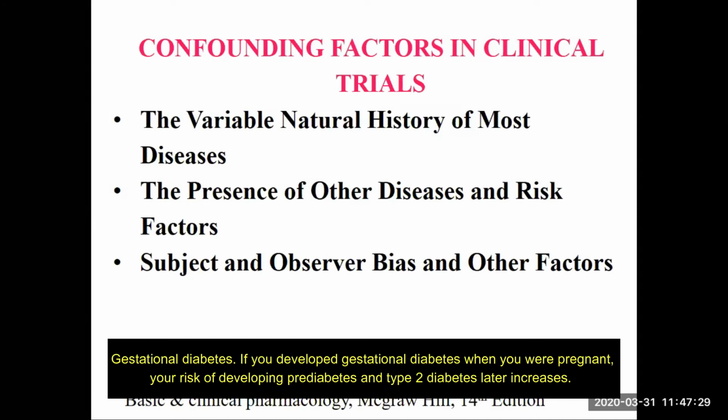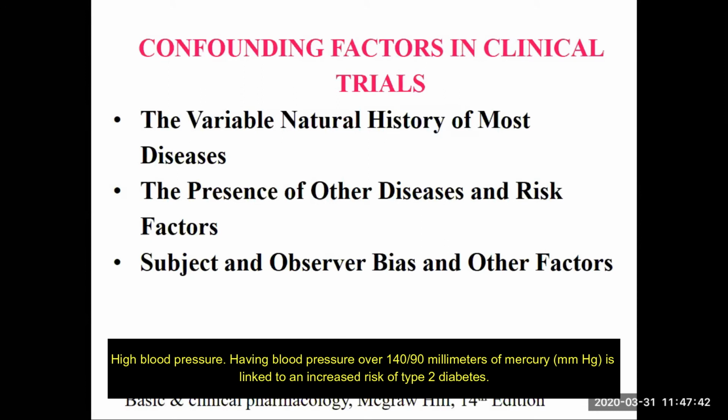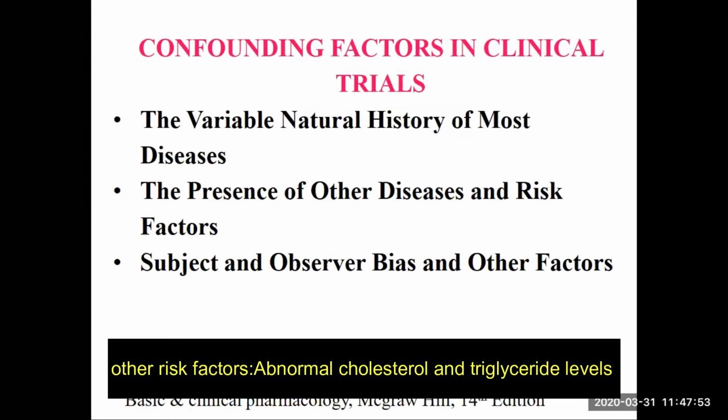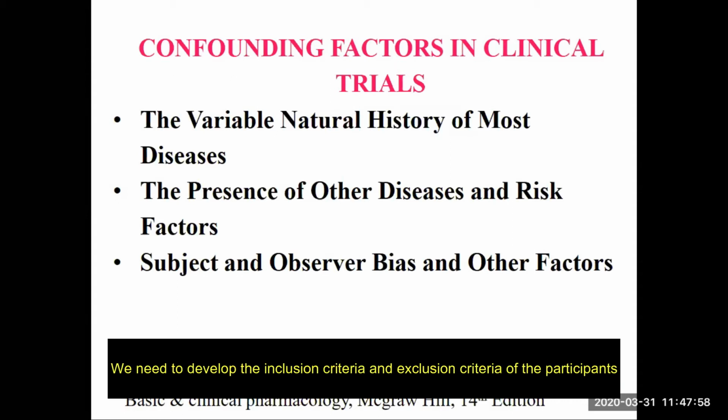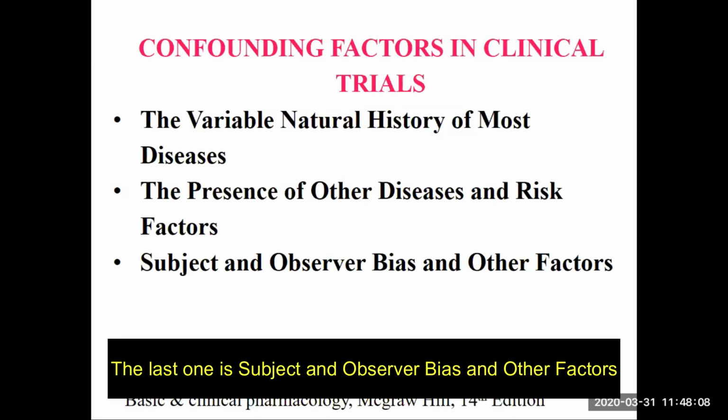Gestational diabetes: if you develop gestational diabetes when you are pregnant, your risk of developing pre-diabetes and type 2 diabetes later on increases. High blood pressure, over 140/90 millimeters of mercury, is also linked to an increased risk of type 2 diabetes. Abnormal cholesterol and high triglycerides are also risk factors. We need to develop inclusion criteria and exclusion criteria for the person if we want to study the risk factors. The last one is subject and observer bias and other factors.